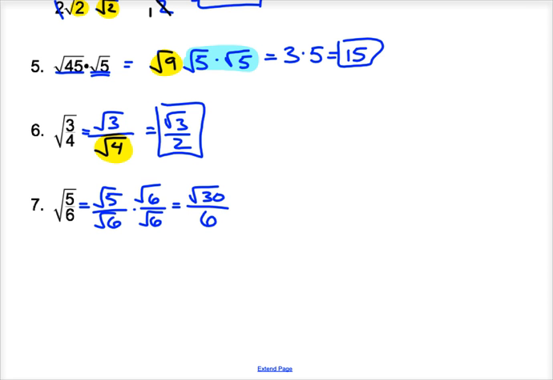So I try to think, can I split up the square root of 30? Well, 5 and 6 don't have nice square roots. 2 and 15 don't have nice square roots. 3 and 10 don't have nice square roots. So the square root of 30 is going to have to stay.